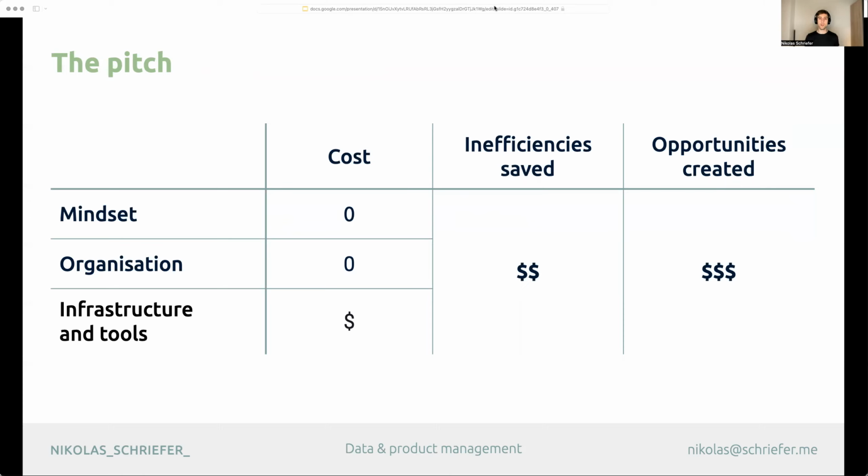However, the inefficiencies saved were much larger, and especially the opportunities we would be able to create with data, if you remember, by being able to use this to innovate, create new ideas, and implement machine learning and AI into what we do. That was something that was only possible with this shift.